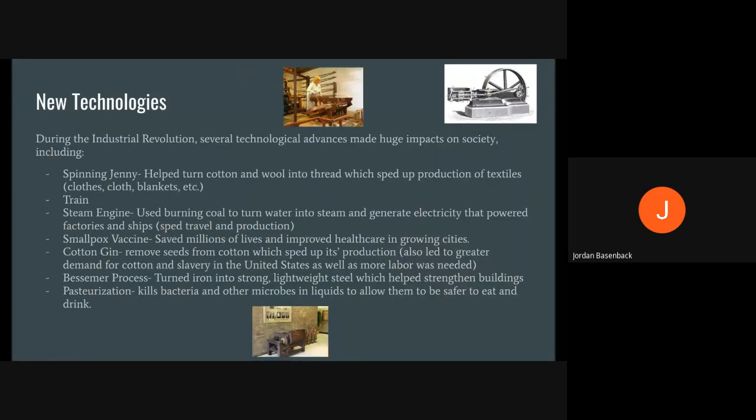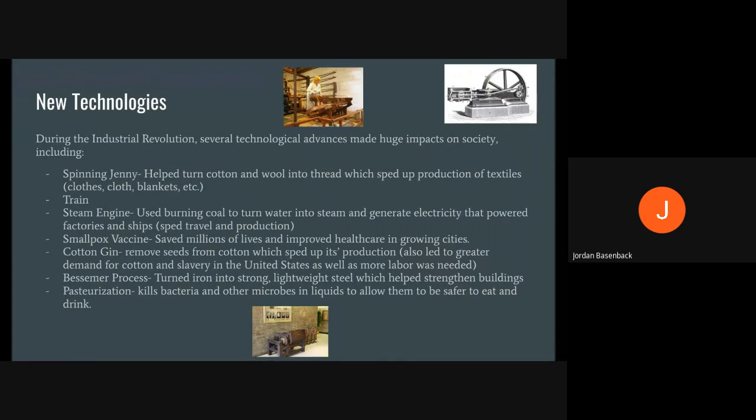Now, during the Industrial Revolution, we have several technological advances that are making huge impacts on society. The first one is in terms of making clothes, making cloth, making blankets, and that is called the spinning jenny. And we see that just above, in the picture here to the left. And so this helped turn cotton and wool into thread and ends up speeding up the production of textiles.